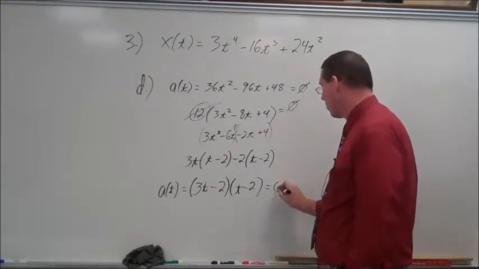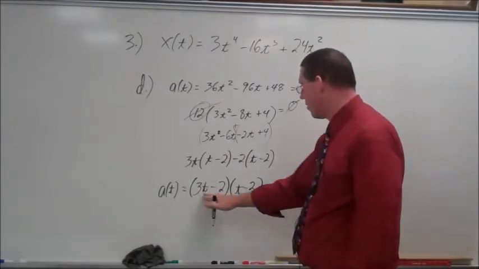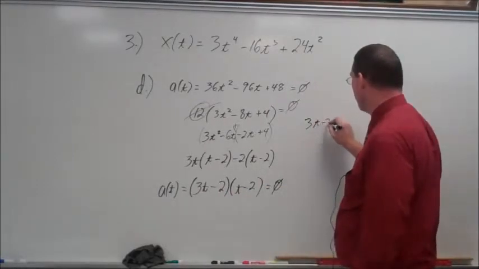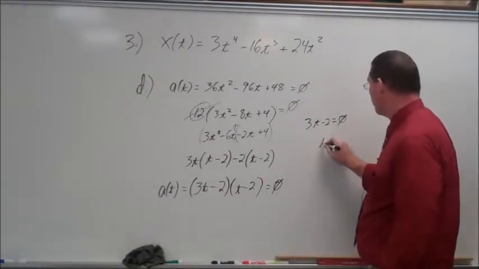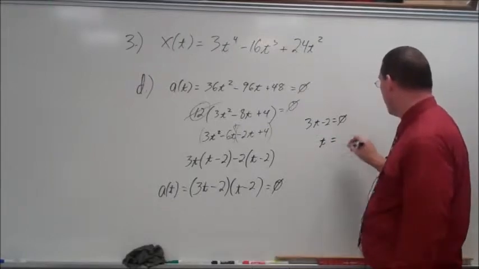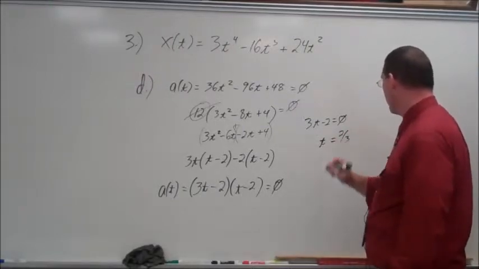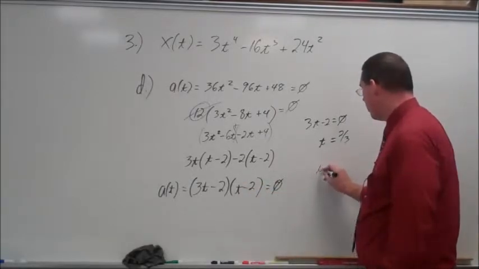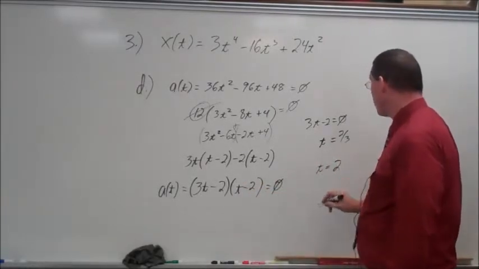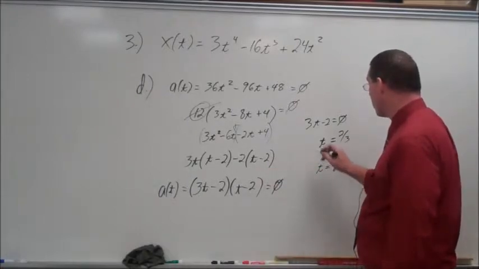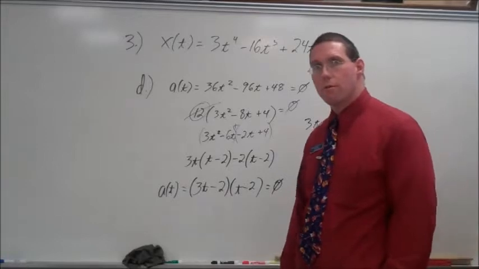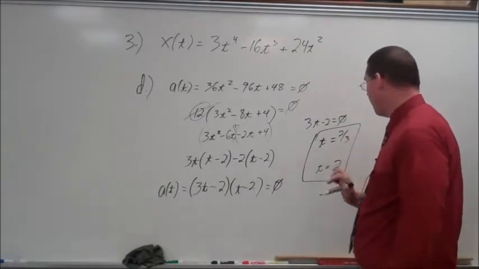And if we set this equal to 0, what we want to do is set this equal to 0 and this equal to 0. So when we go 3t minus 2 equals 0, we get t equals 2/3. Okay? And then when we do t minus 2 equals 0, we get t equals 2. So acceleration equals 0 at time 2/3 and at time 2.